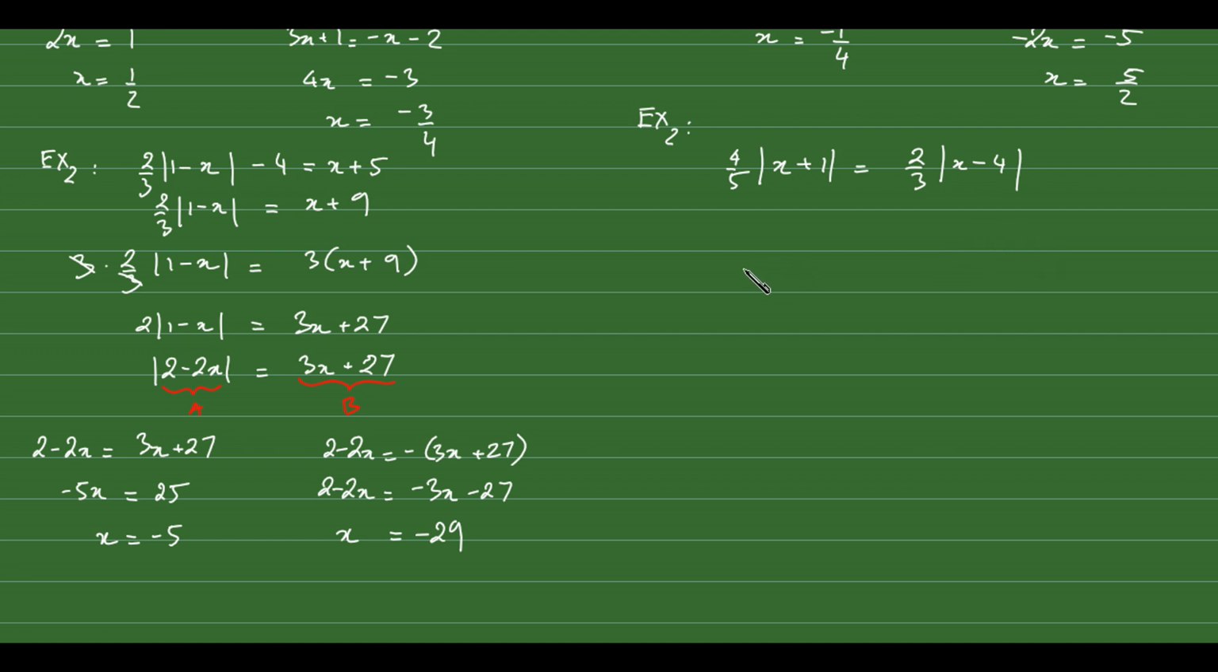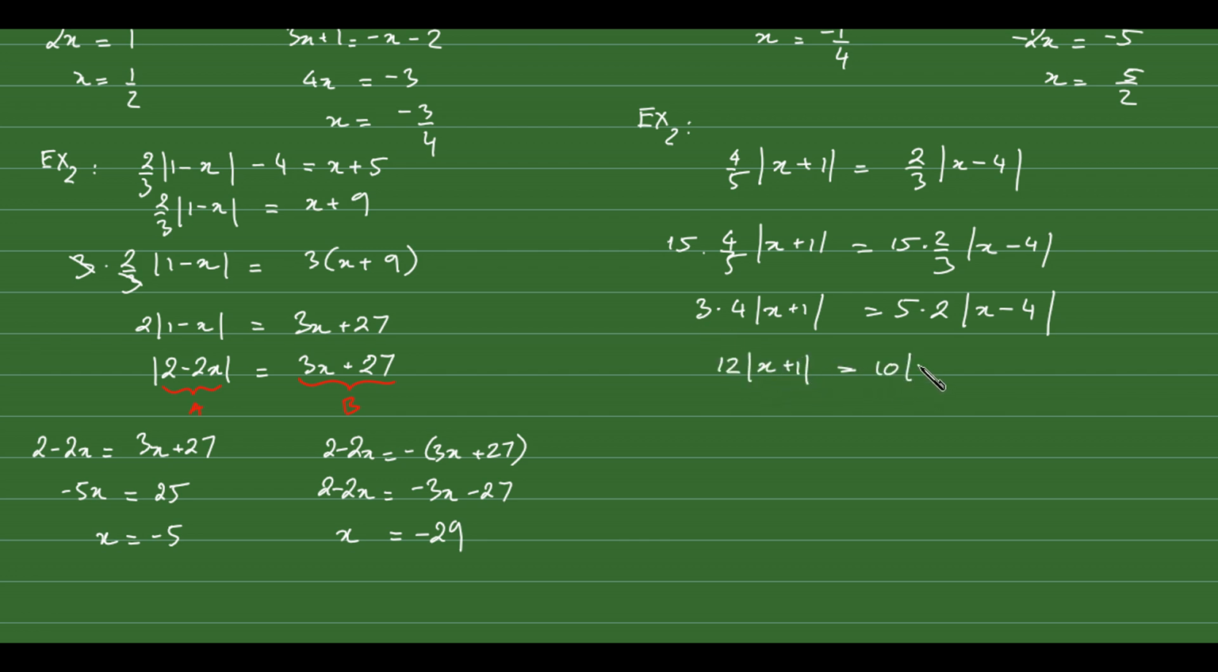Alright, so this is what I'm going to do. I'm going to multiply both sides by 15, because the LCD of 5 and 3 is 15. The least common multiple is 15. So I have 15 times 4/5 x plus 1, and over here 15 times 2/3 x minus 4. Then 15 divided by 5 is 3, so 3 times 4x plus 1. Over here 15 divided by 3 is 5, times 2x minus 4. Then you multiply, and it will be 12x plus 1 and 10x minus 4.